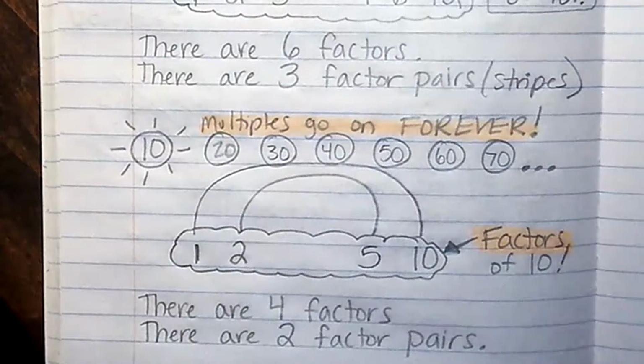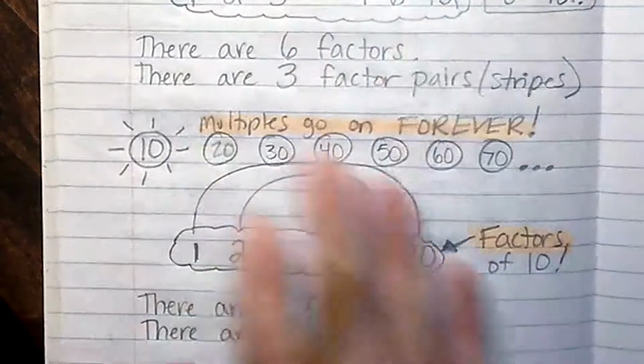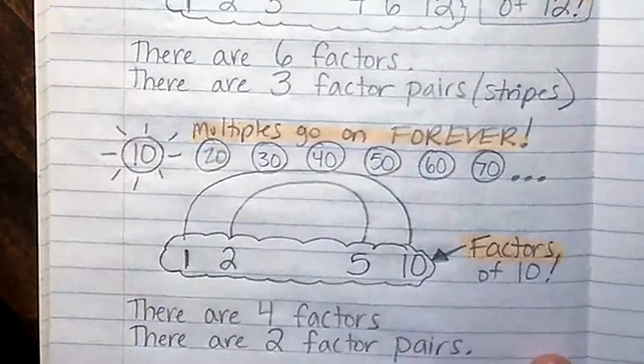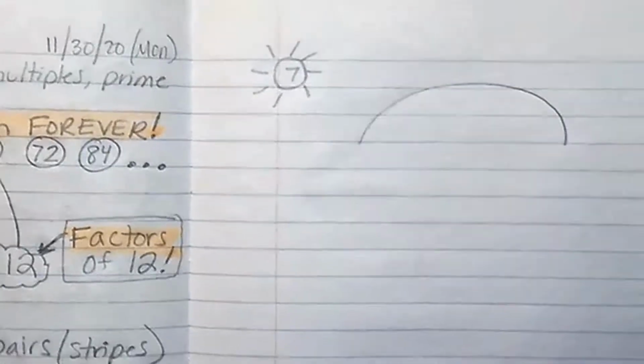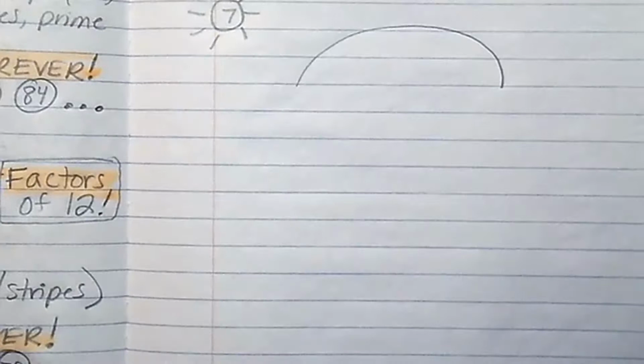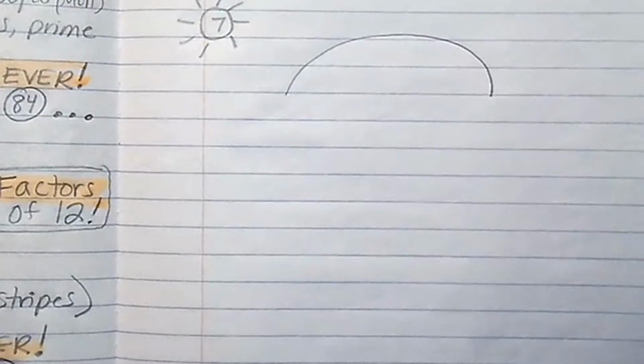I'm almost out of room on this page. We're going to come back to this page in just a second, but I want to do one more rainbow before we go on. So I'm on my next page. This is my 3rd example, and I'm going to do a rainbow for the number 7. So here's 7. I'm going to set up my rainbow. There we go. What would be the first fact in my rainbow cloud?